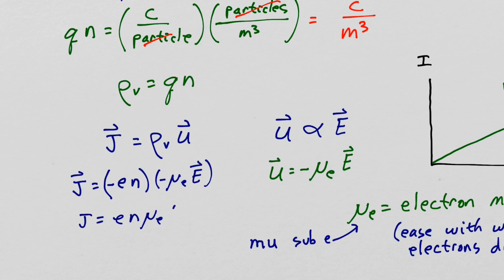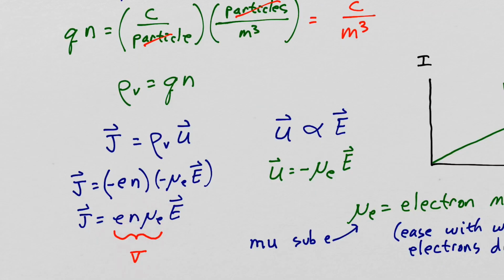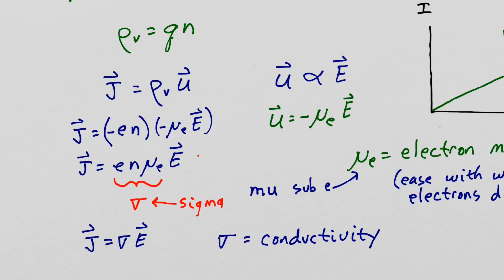For a given material, this quantity is a constant. The magnitude of the charge on an electron, the density of the conduction electrons, and the mobility of the electrons in the material. The product of these three terms we're going to call sigma. So the current density is equal to sigma times the electric field intensity, and the sigma is called the conductivity of the material. This equation is referred to as the point form of Ohm's law.